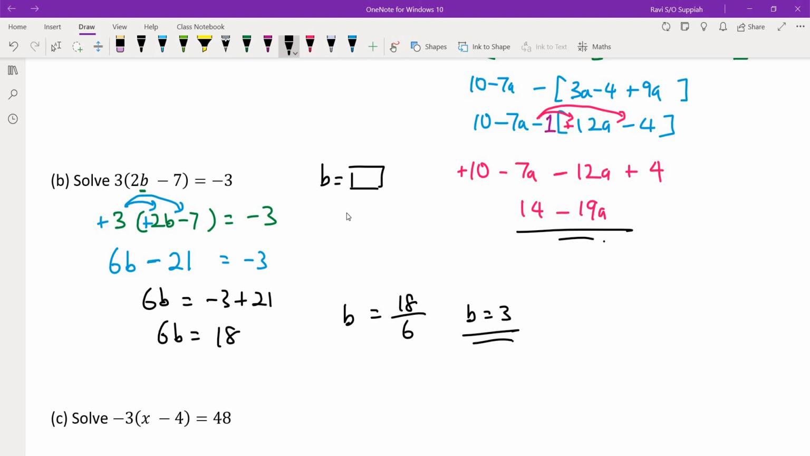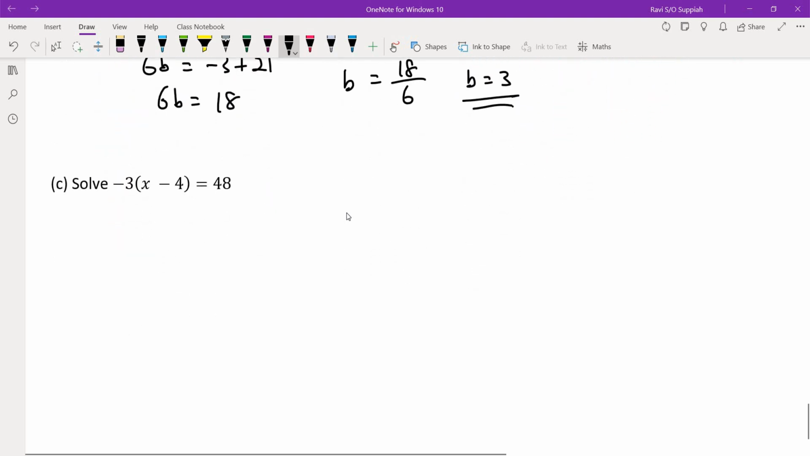So the last question here, solve for minus 3 x minus 4 equals to 48. Let me write it out here. Minus 3 x minus 4 equals to 48. As before, we're going to expand the bracket first. So this is a plus over here, so minus into plus will give me minus 3x.